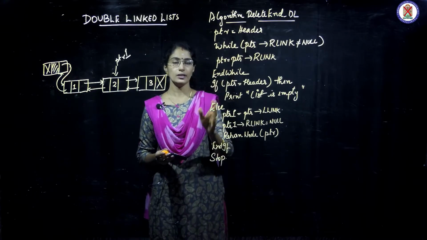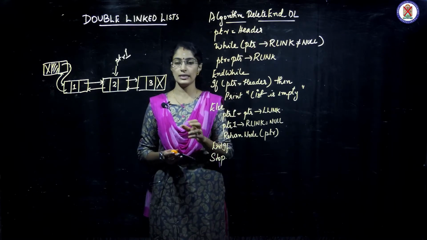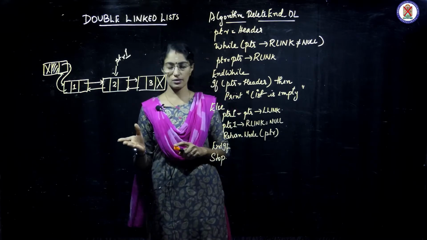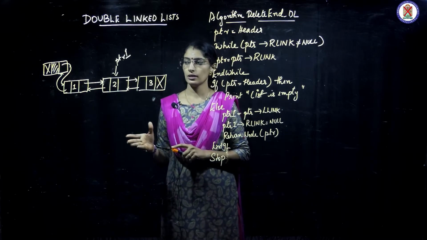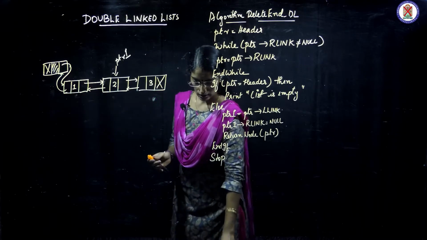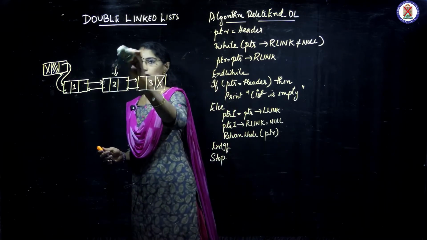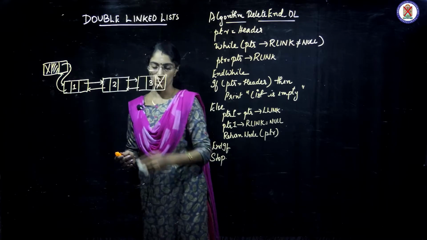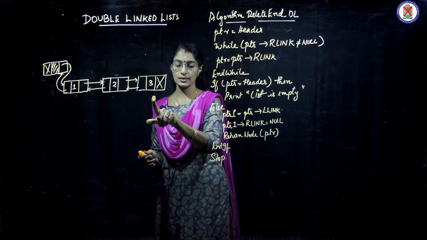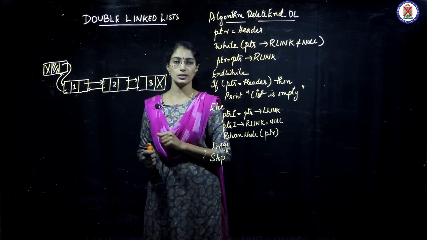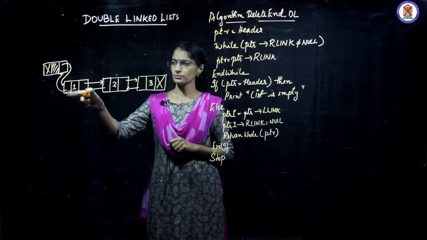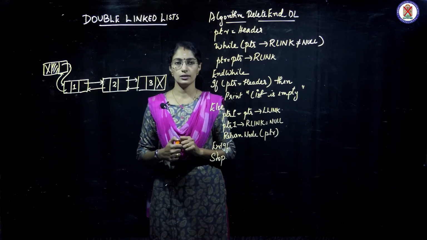Next we will be dealing with the algorithm for deleting a node at the end of the double linked list. Let's take the same example. You already have an existing double linked list with the data 1, 2, 3, and naturally you have to delete the last node, which has the data 3. So how do we reach the last node? We have to traverse through the double linked list.